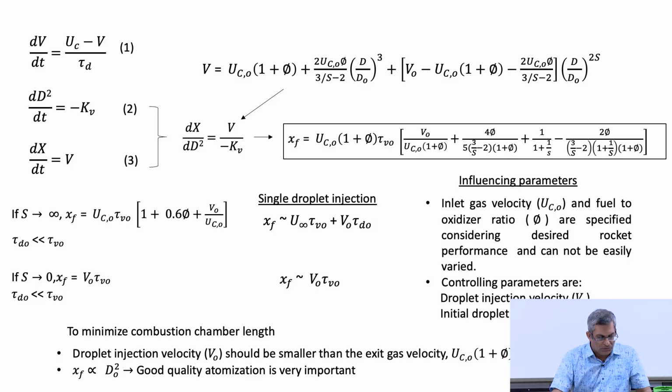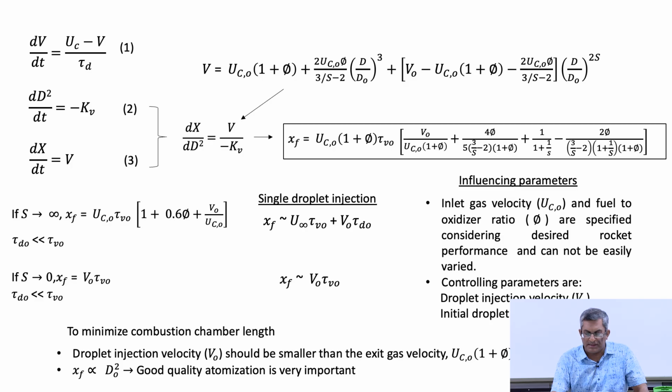Okay. So now in this case also, if we put the same limiting conditions, we get this expression, and if we compare with single droplet injection, we see that they are close. Especially in this case, you see that the expression is just the same in this limiting condition. Now, what are the influencing parameters? From this expression, we understand that the minimum length of the combustion chamber basically depends on the initial gas velocity and fuel to oxidizer ratio, the mass loading ratio.